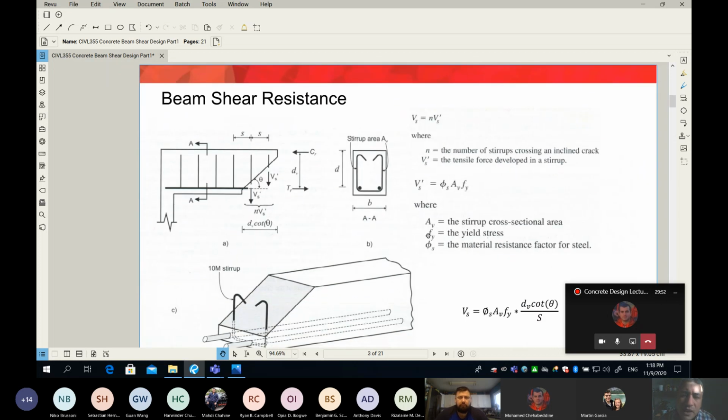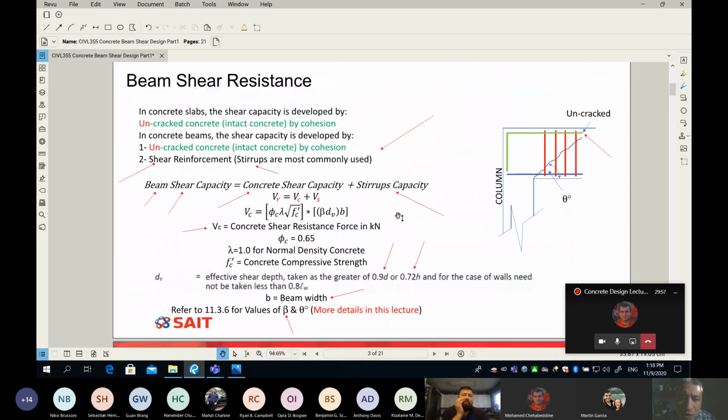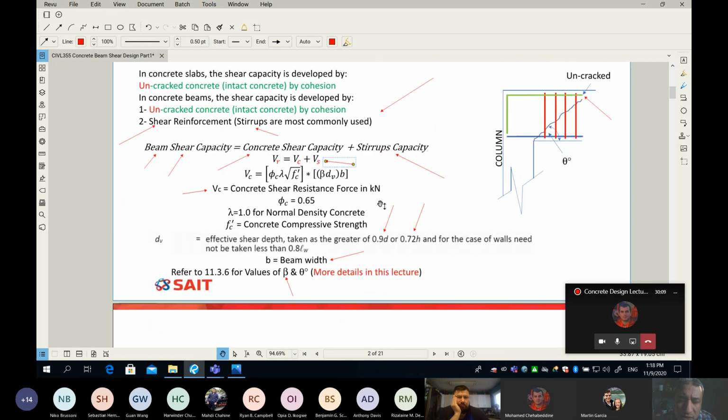Now, you can see V sub C, which is concrete shear capacity, does not change. The same equation, no change. How about V sub S? What is V sub S? V sub S is the stirrup capacity.